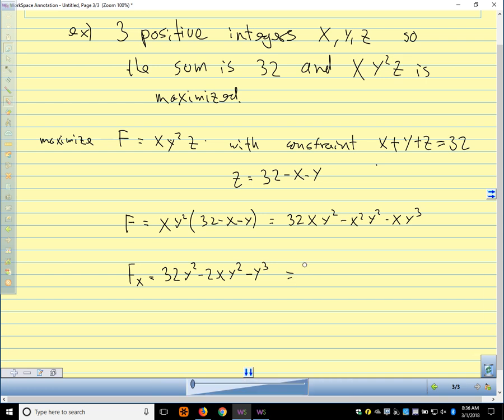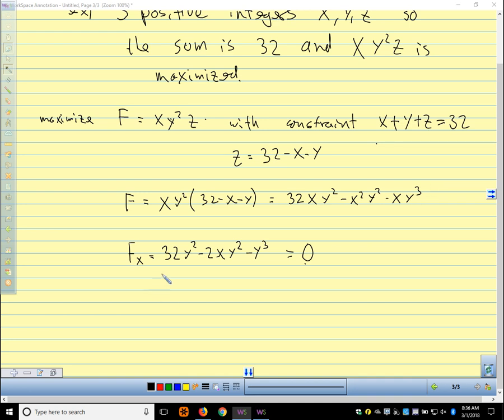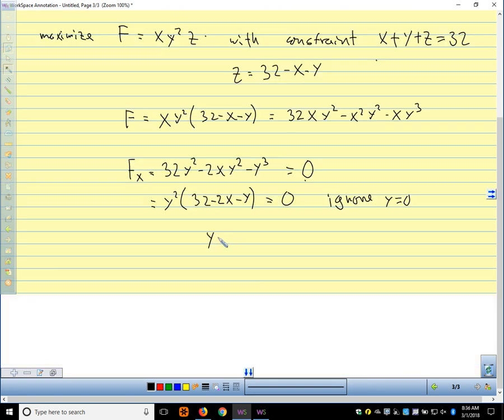I'm just going to work with one equation at a time this time. So factor out a y squared. Equals 0. Well, what's one thing that would make that 0? Y equals 0, but is that going to maximize the product? No, that would minimize the product. So we're going to ignore y equals 0. So from this piece, we get y equals 32 minus 2x.